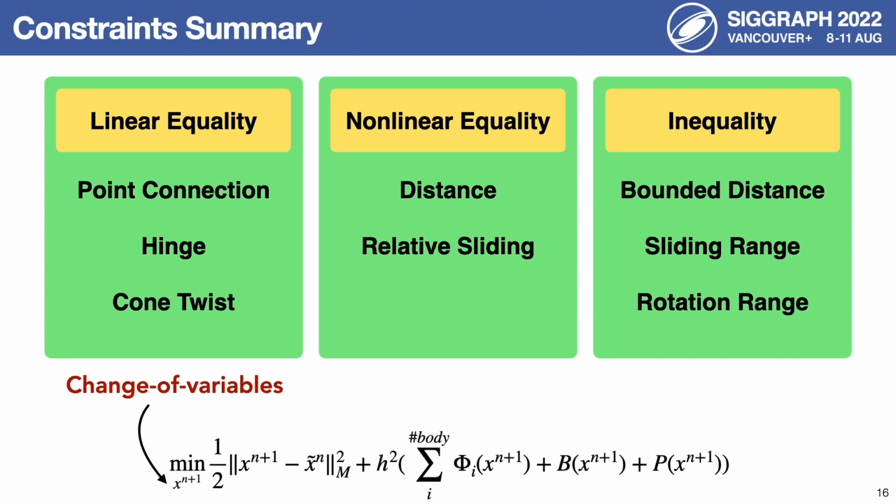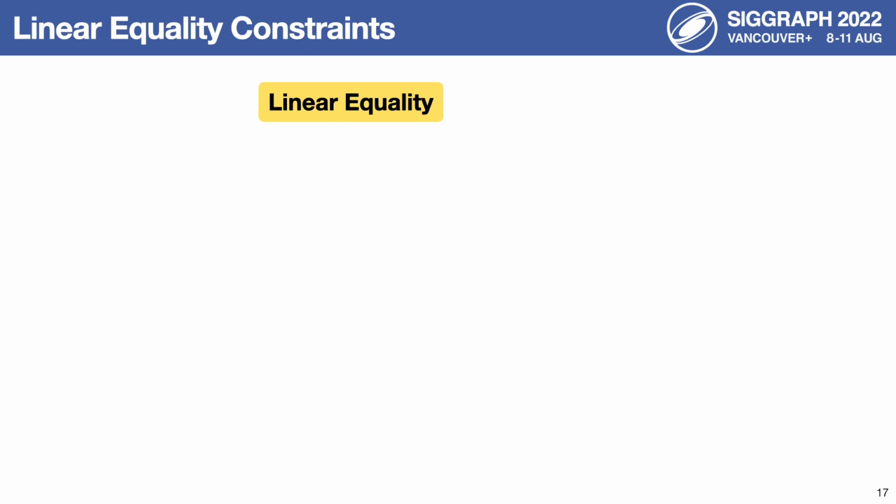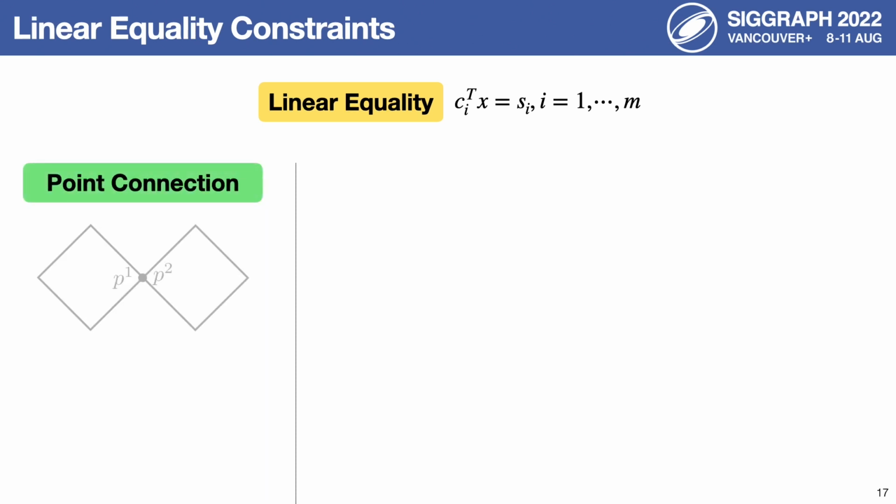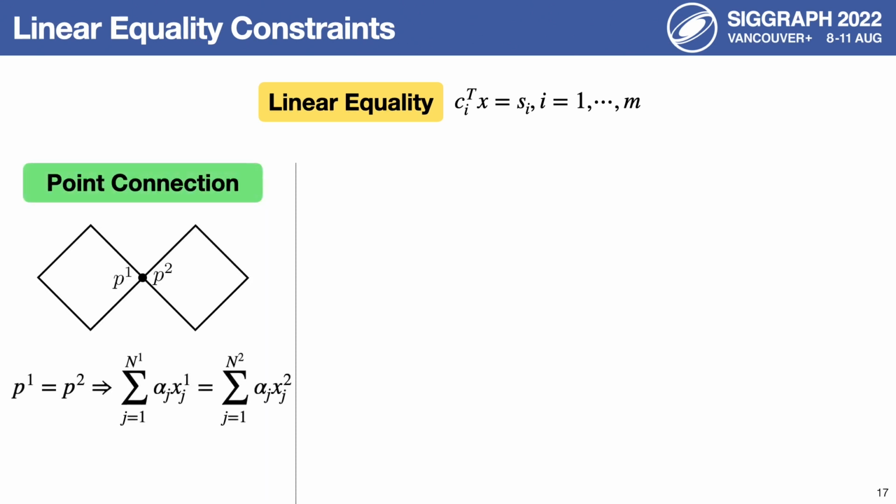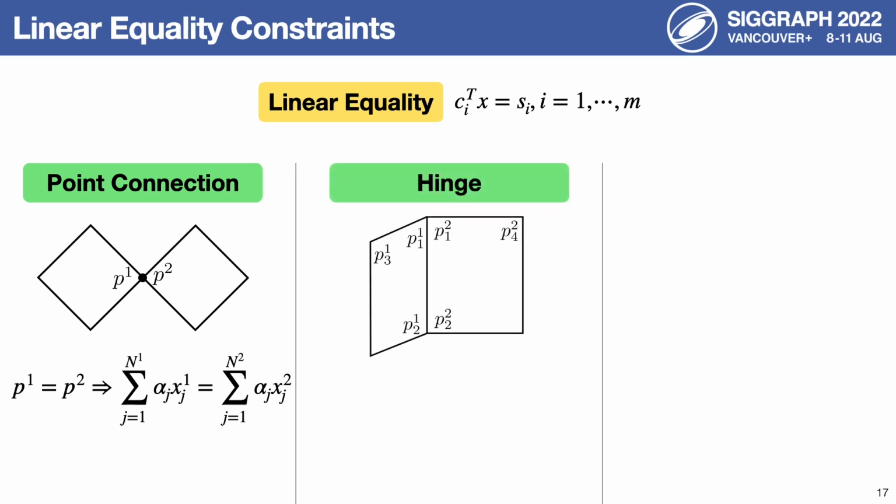For the simple linear equality constraints, we apply change of variables to exactly enforce them, while for the other nonlinear equality and inequality constraints, we apply stiff penalty and barrier potentials to enforce them. Now let's discuss in detail. Our linear equality constraints include point connection, which simply enforces two nodes to be equal. Hinge constraints are constructed by adding 2 point connections on the hinge axis.